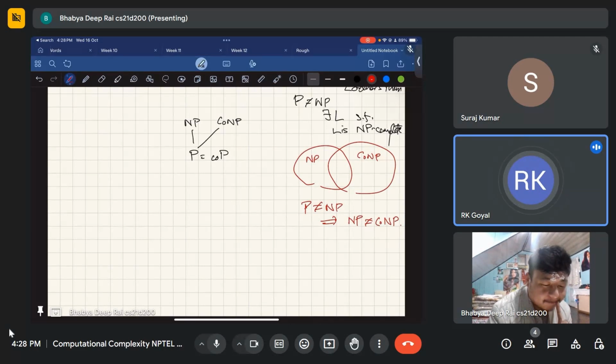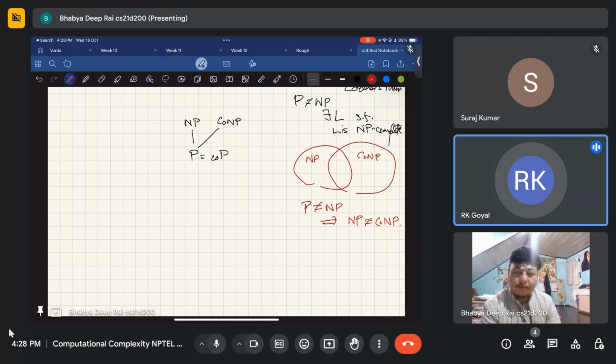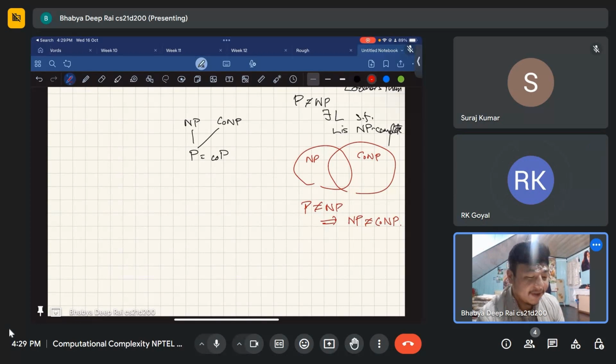So if P is not equal to NP, then maybe this works in the forward direction and may not work in the backward direction, but I don't remember exactly. Yeah, I don't think so. I don't believe so.